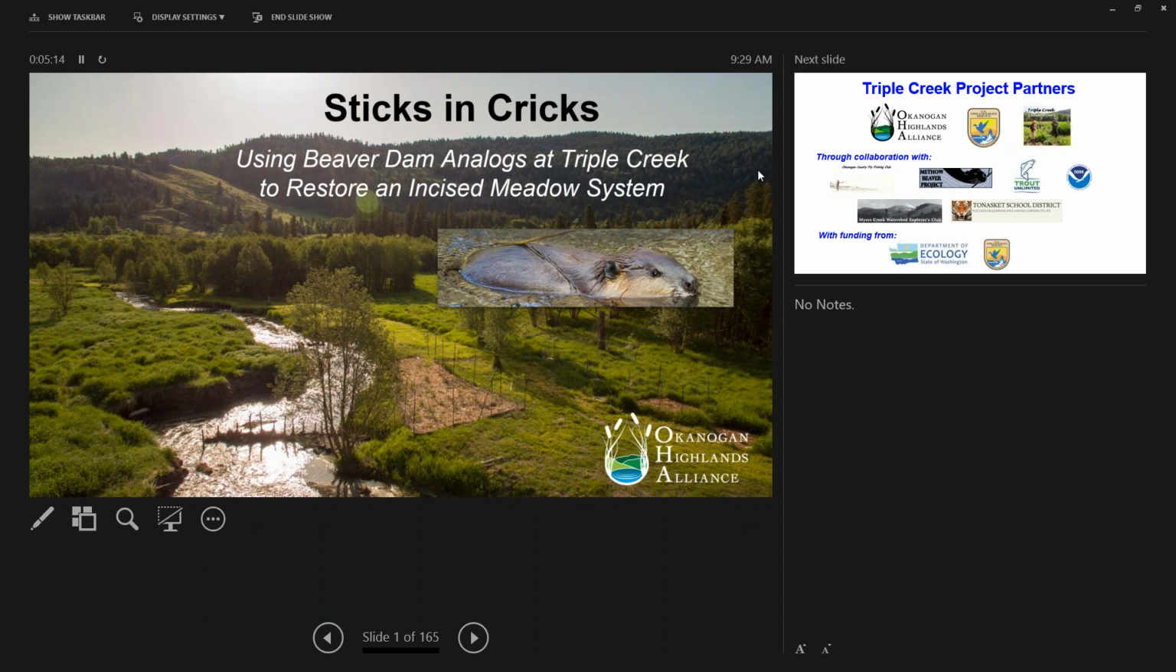So I call it Sticks and Cricks because when I first moved to the States, I was really tickled when people call creeks cricks. It always makes me smile. And so I've really gotten used to it, and I've kind of grown to love it. Although I haven't said it yet. This is my first day actually saying cricks.